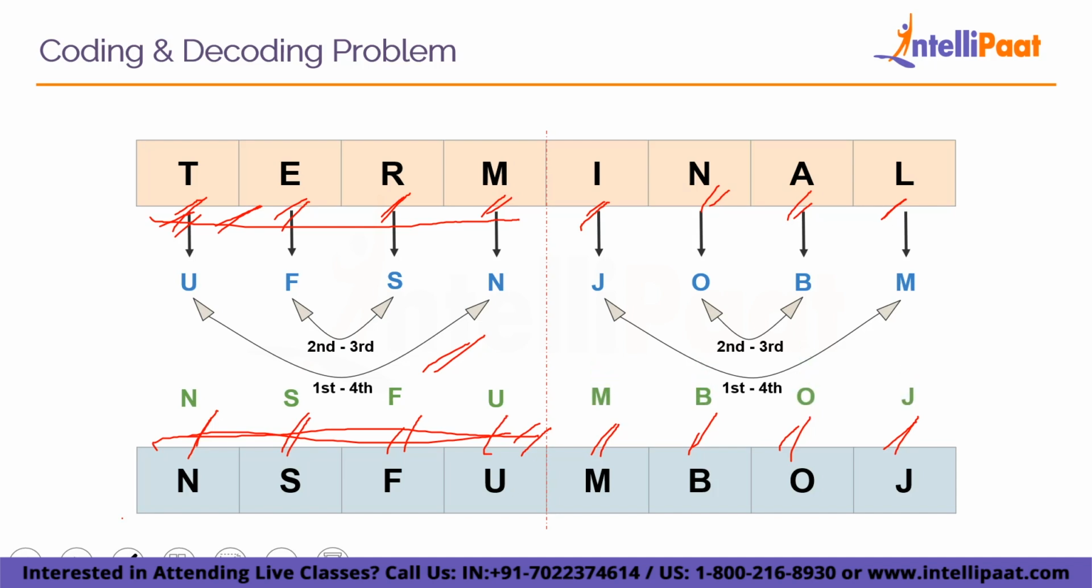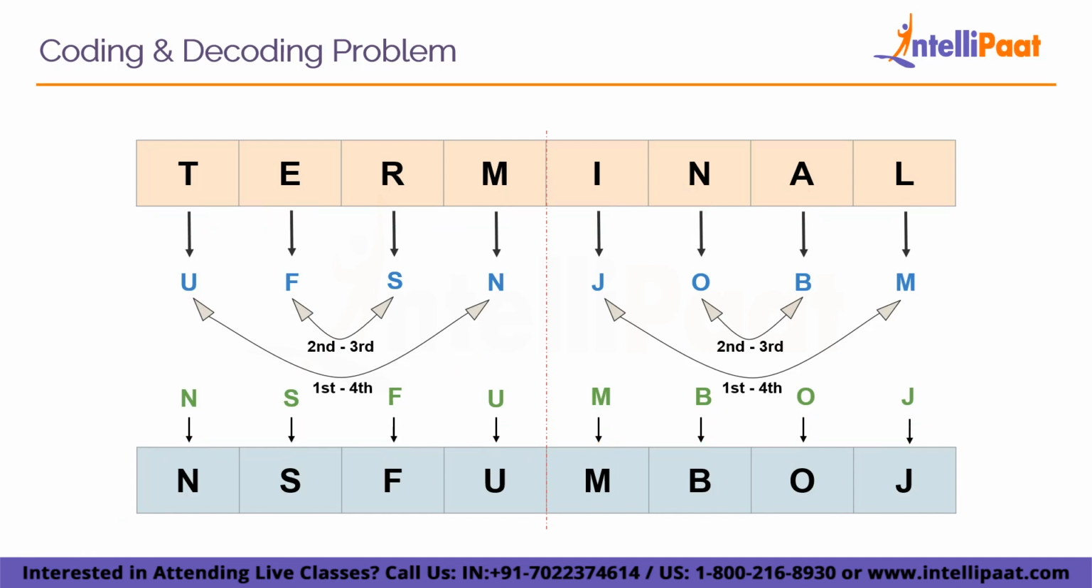And now you get the complete code of how terminal is written in this: NSFUMBOJ, right? So now you got the logic, or I can say pattern, that these values are following, right? Now let us see another value also that was given in this question, which should also follow this similar pattern, right? So let's see that.